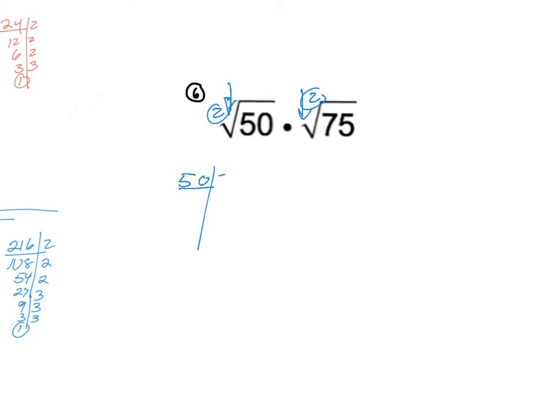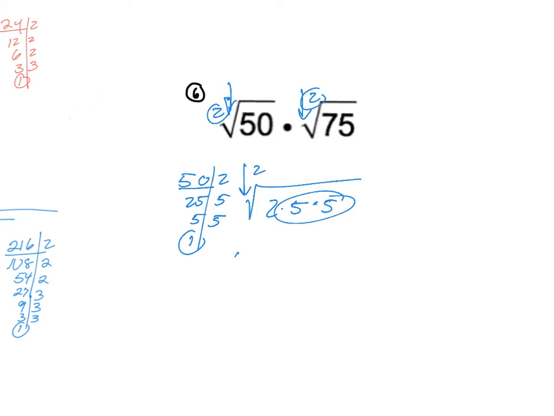If I split up 50 by 2's, I get 25. Then I have to go by 5's. 5 goes into 25 5 times. 5 goes into 5 once. So 50 can be rewritten as 2 times 5 times 5. There's 2 sets of 5. Remember the index is 2. So I can take out a 5 and that becomes 5 square root of 2.